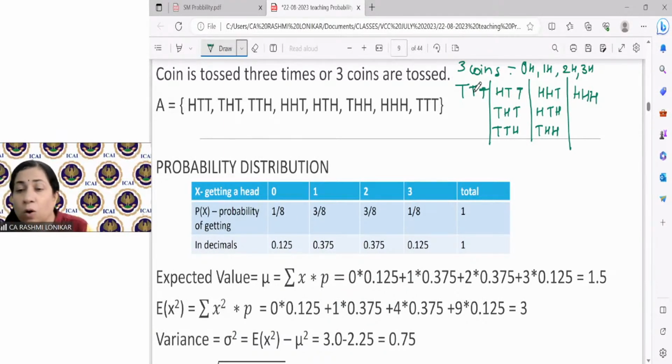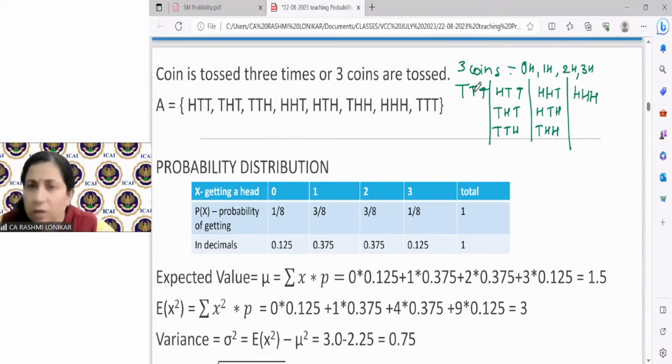This is the total events that are likely to occur. So you cannot have an event apart from this. All events have been considered. This is zero heads, this is one head, this is two heads, and this is three heads. So I write down 0, 1, 2, 3.